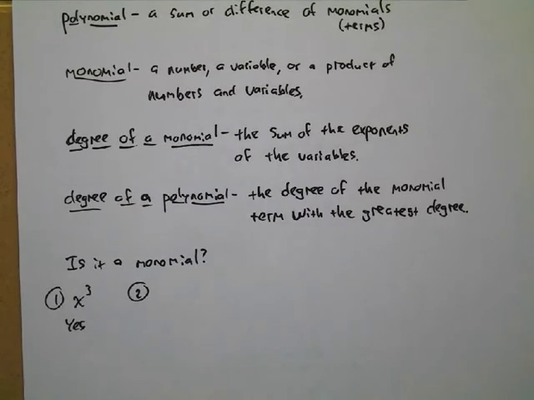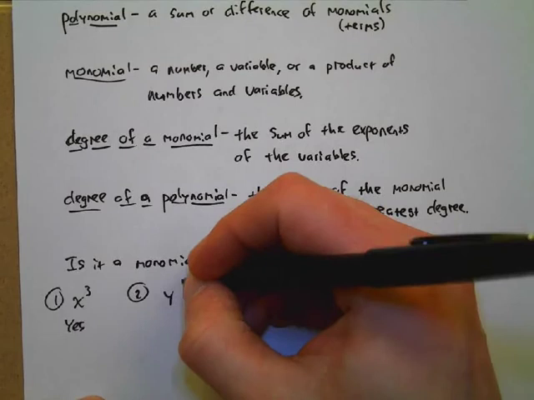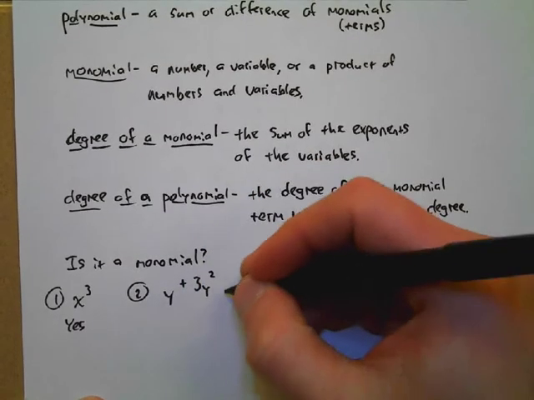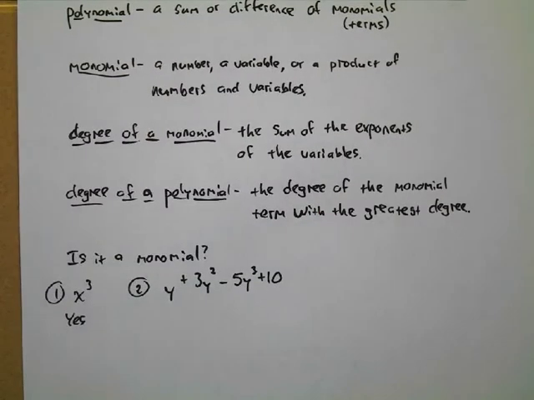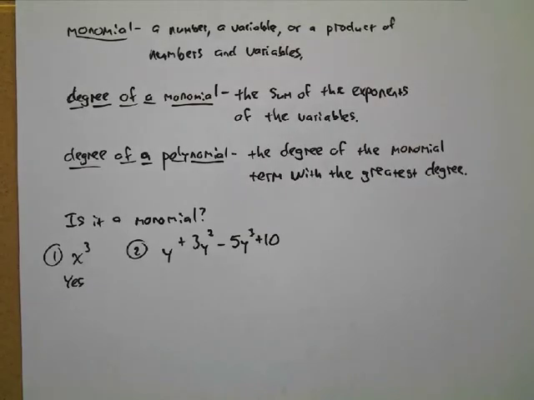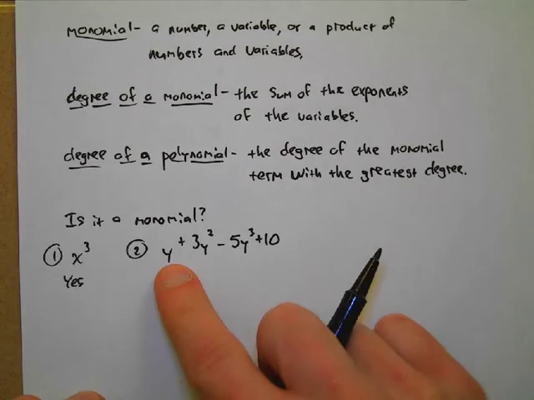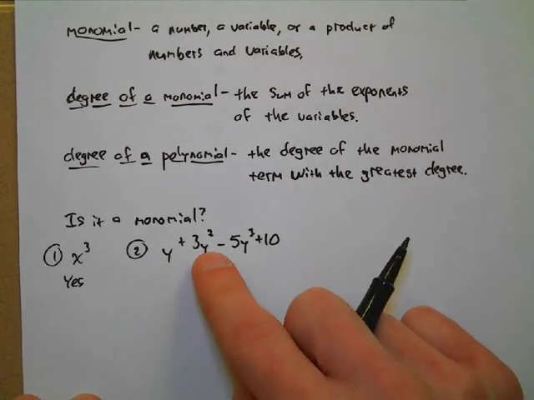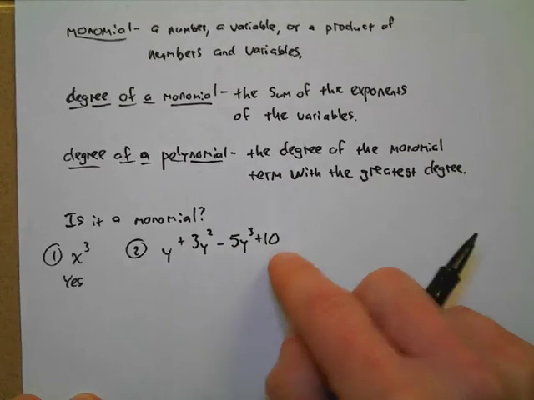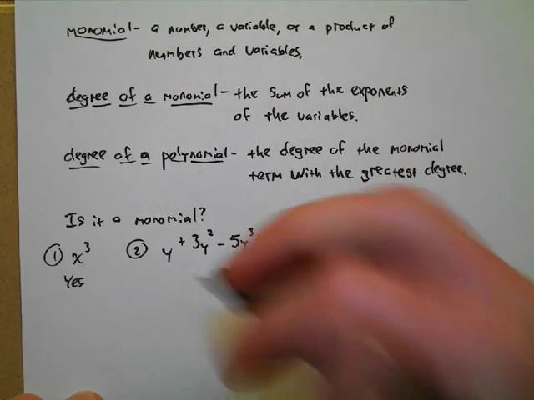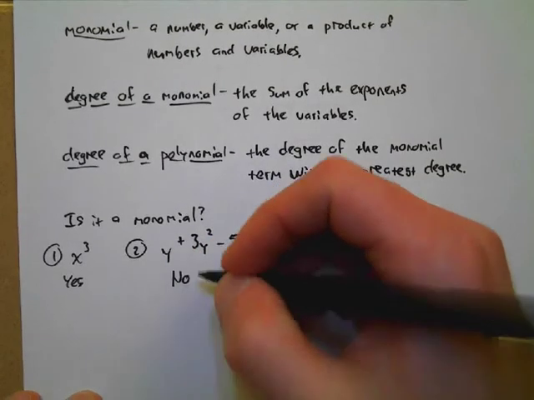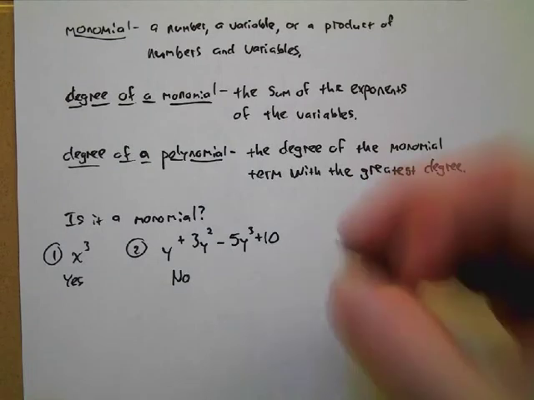How about this? y plus 3y squared minus 5y cubed plus 10. Monomial? No. It would instead be a polynomial. Individually, y is a monomial, 3y squared is a monomial, negative 5y cubed is a monomial, 10 is a monomial. But all together, they're being added or subtracted here. That makes it no longer a monomial, because you're adding a bunch of things together. So no.